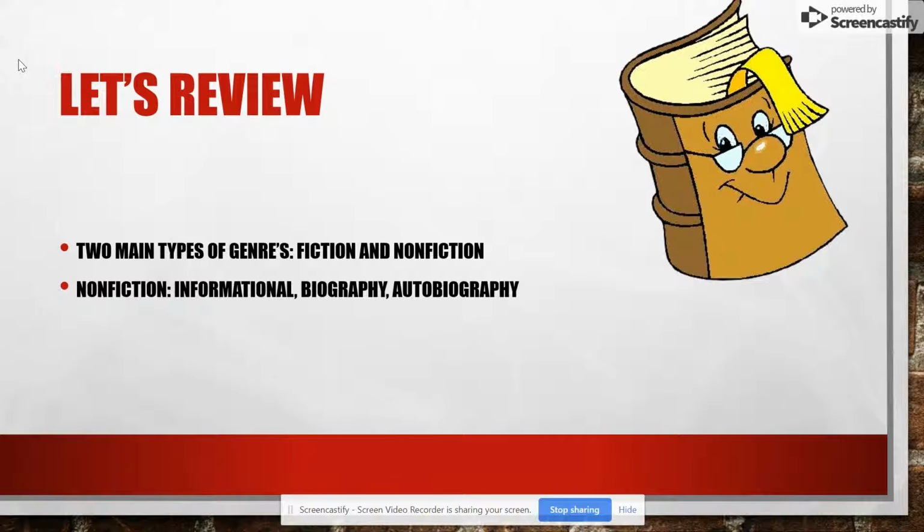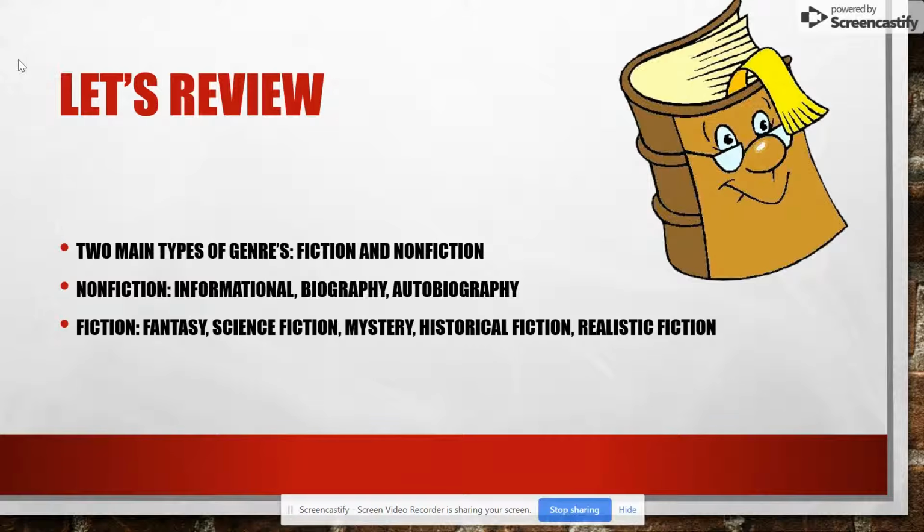Nonfiction consists of informational, biography, and autobiography. And fiction has fantasy, science fiction, mystery, historical fiction, and realistic fiction. So next time you open up a book, think, what kind of genre would I put this book in?